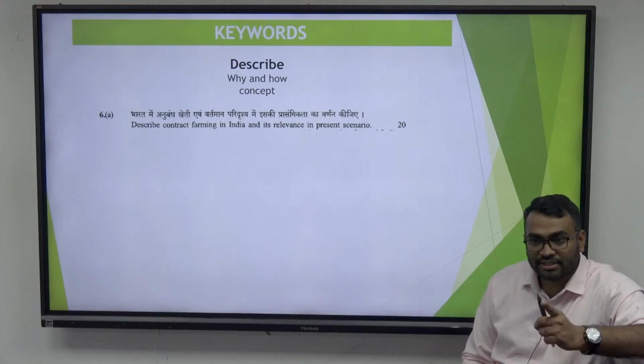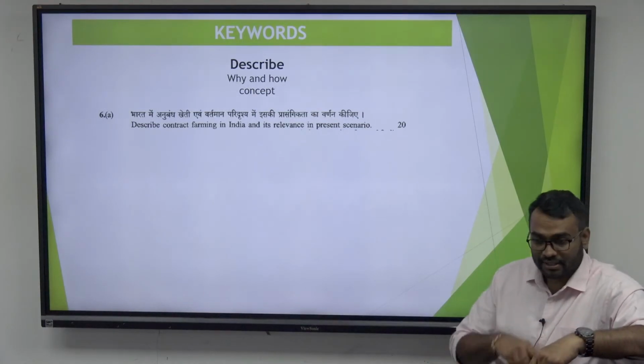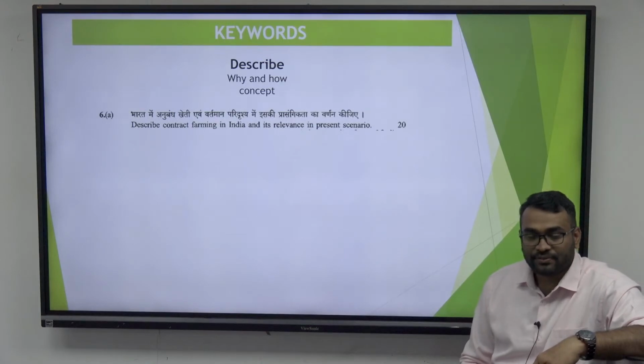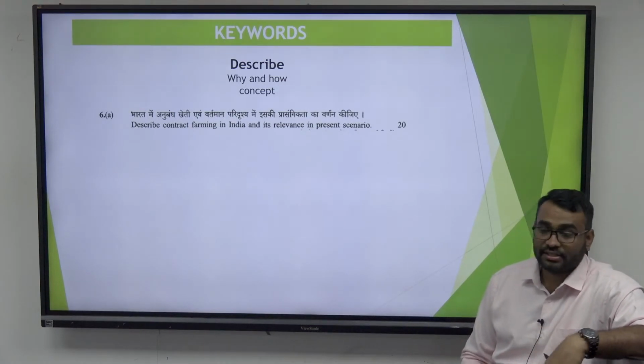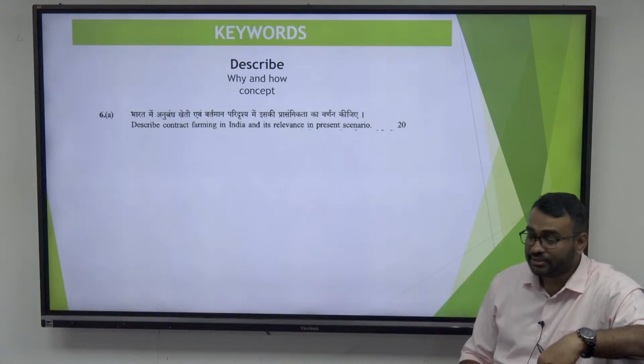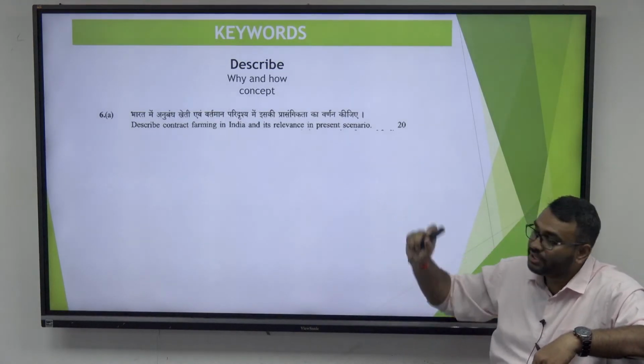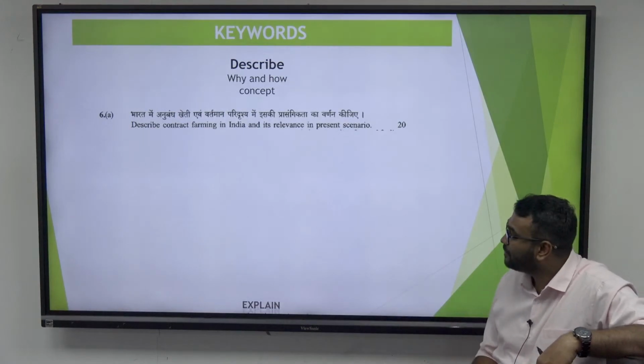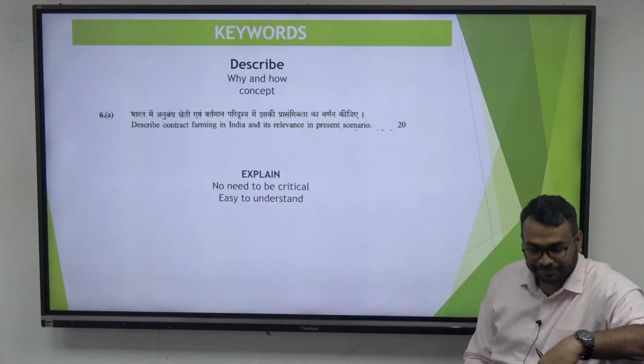So what is it? What are the different types of contract farming we have? How will that be beneficial for the farmers? Are there any limitations in that? After that you can give this scenario. Clear? So that's why understanding this keyword is very important, right? So that is describe. Next one is explain.